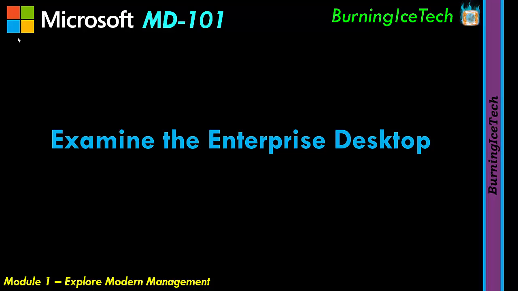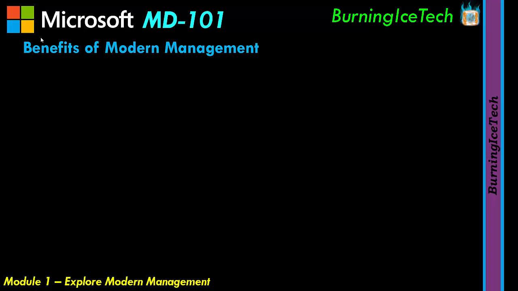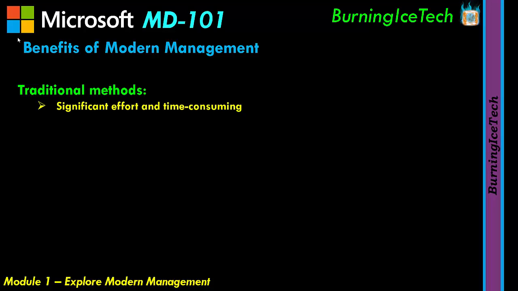That will be Examine the Enterprise Desktop. Now, within this section, the first thing we're going to be talking about is benefits of modern management. So here on the left, I've got traditional methods, in other words, old school. If we look at traditional methods, they take a significant amount of effort and are very time consuming. This applies to pretty much anything. I mean, if you look at something simple like installing the Windows operating system onto a machine, how did we used to do that?